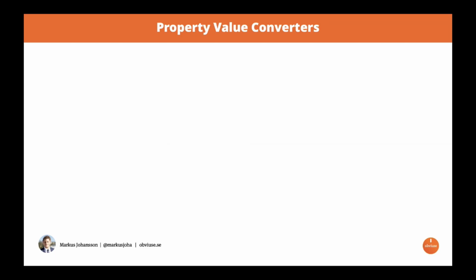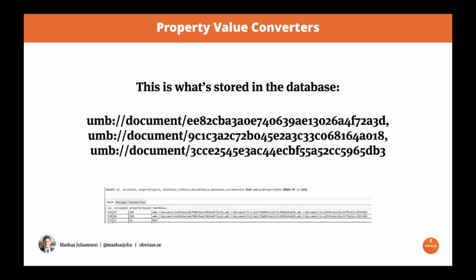But if we look under the hood here, the data that's stored in the database when we save this multi-node tree picker is actually a comma-separated string of UDIs. So this is what's stored in the database tables, a unique identifier to the content items that we have picked.